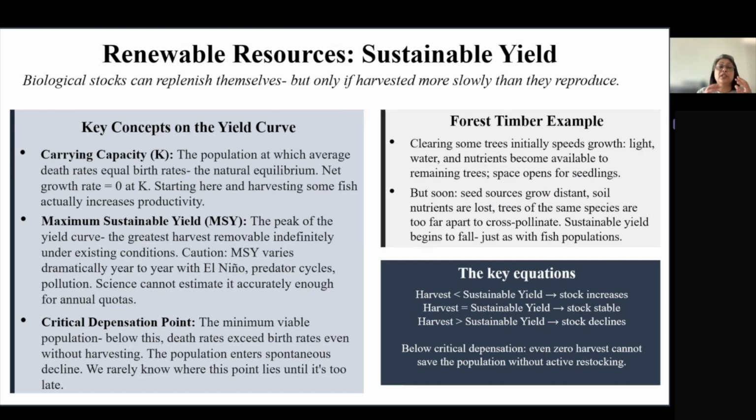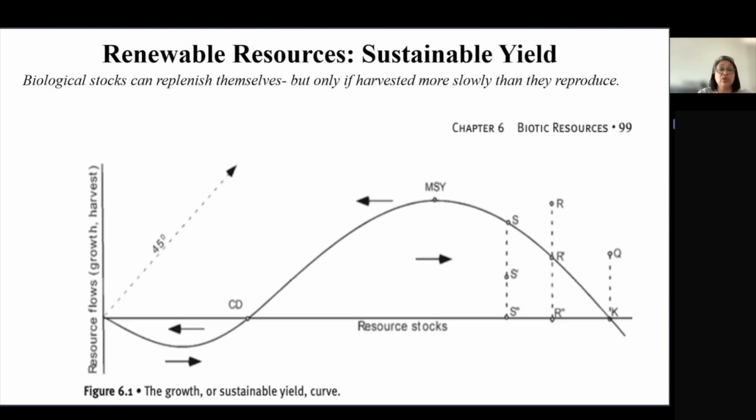So the key insight is that biological stocks can replenish themselves, but only if we harvest them more slowly than they reproduce. So everything has a capacity to replenish. This is why we call it a sustainable yield. But that yield is only possible when you are giving them enough time to replenish. This is captured by the concept of the yield curve. So first, let me walk through the key points of that curve.